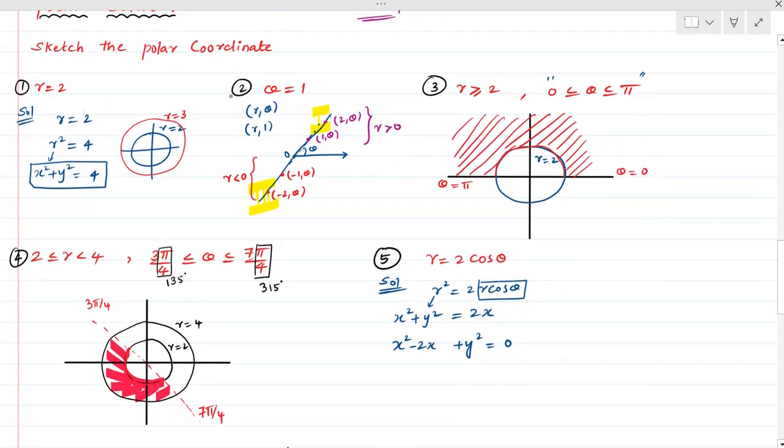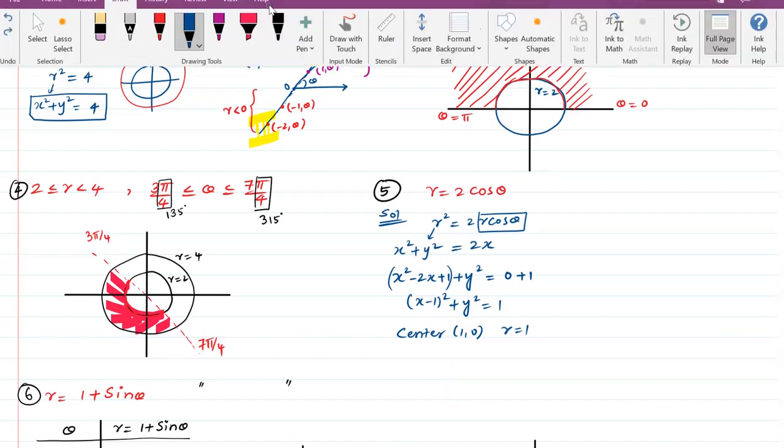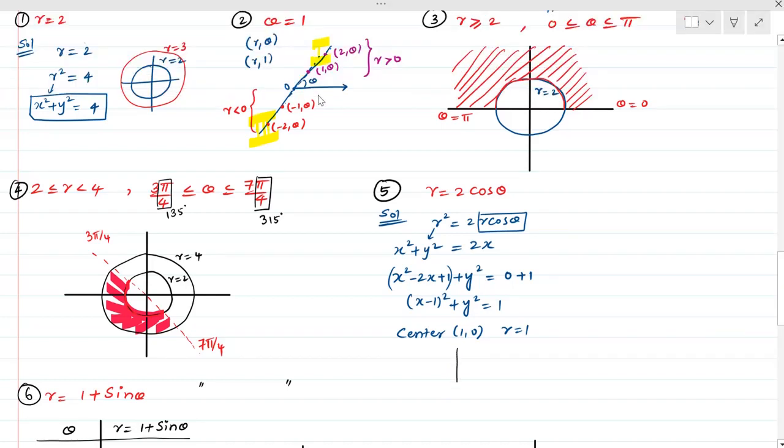Now if you add 1 here to complete the square, you will get (x minus 1) whole square plus y square is equal to 1 square. So this is a circle with the center (1, 0) and radius 1. If you see this graph, the circle is on the x-axis. This is the x-axis, this is the y-axis. Here the center is 1 and the radius is 1. Therefore, it reaches 2.